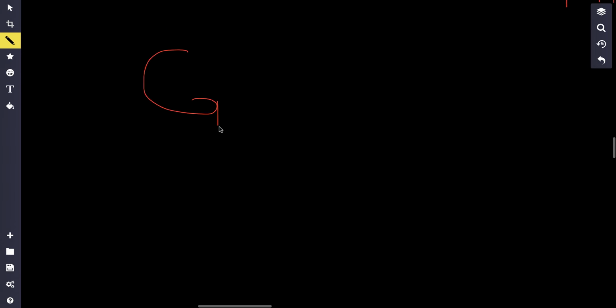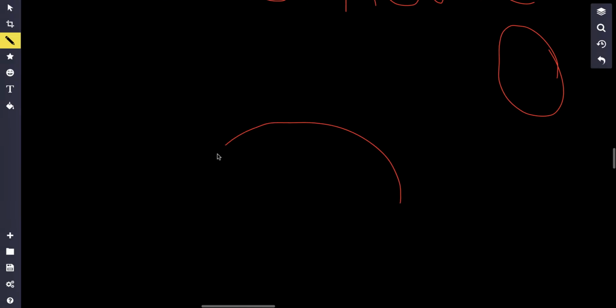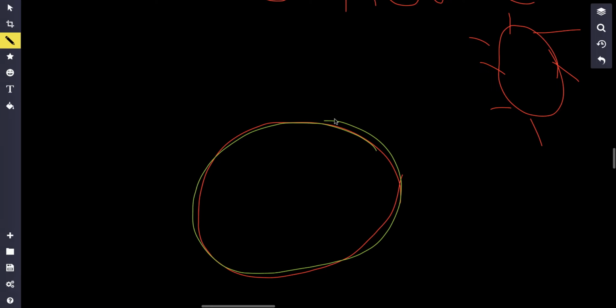So now we're just going to talk a little bit about the greenhouse effect. Basically, the greenhouse effect is that the sun is shining down on the Earth. We should probably do this in a different color because the Earth isn't red.